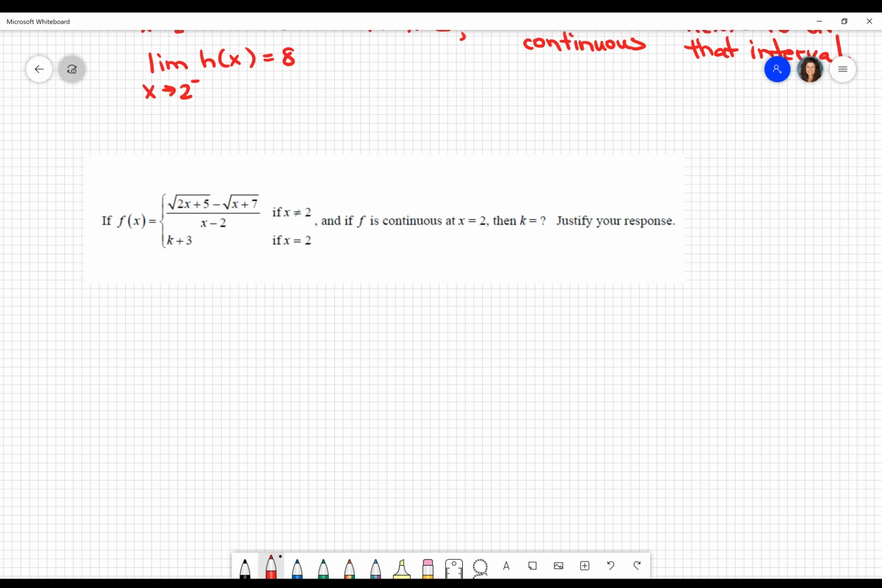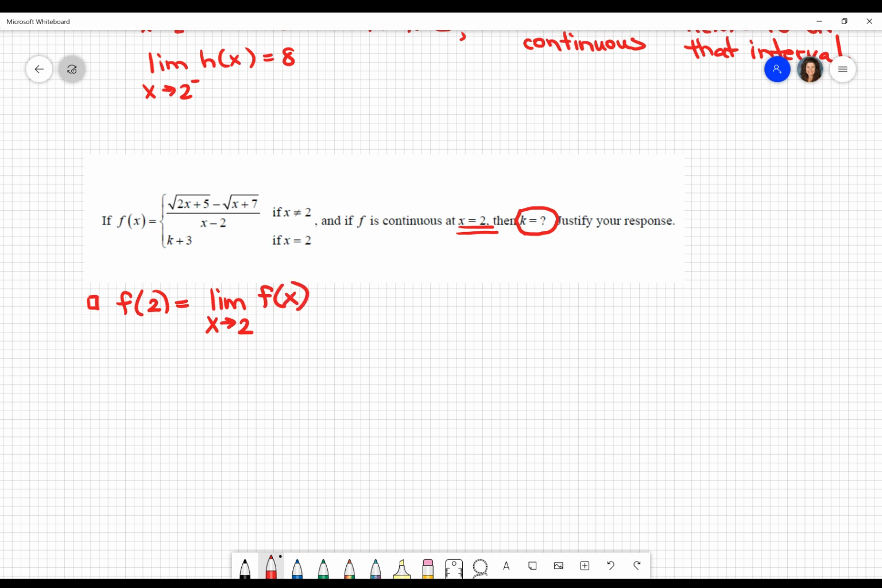Okay, well, let's take a look at this problem. We have a piecewise function, and we have to find the value of k if the function is continuous at 2. Well, we can see that one piece is equivalent to 2, and then the other piece does not equal 2. So which condition of continuity do we need to examine? Well, we need to examine the third condition that says the value at 2 must be equivalent to the limit as x approaches 2 of this function.